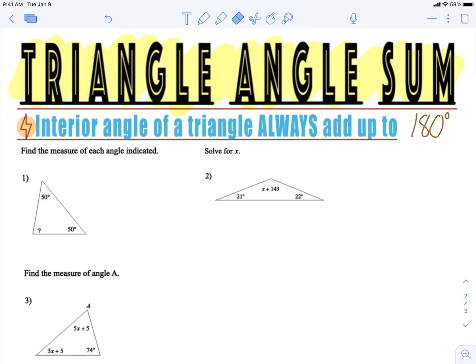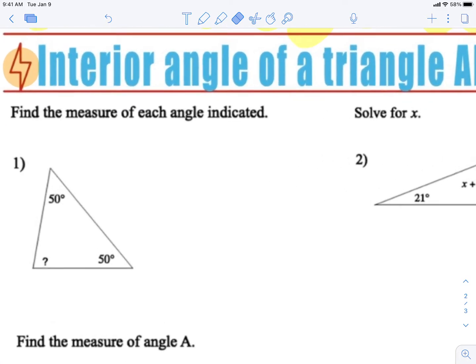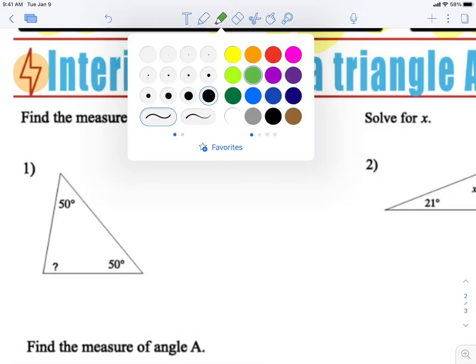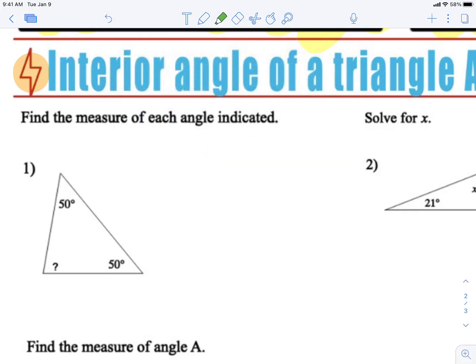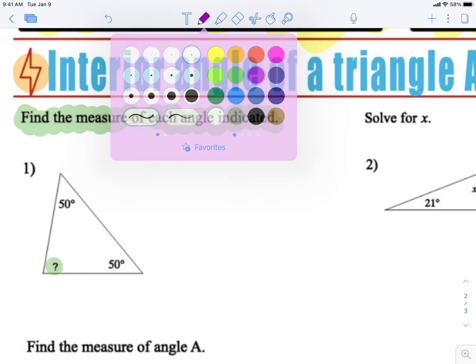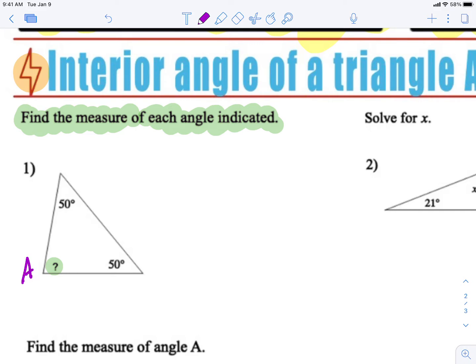So let us take a look here at some examples that test that knowledge of ours of angles adding up to 180 degrees, right? First thing we're always going to do is read the instructions. Number one here says find the measure of each angle indicated, right? In this case, this angle indicated is right here. So what I want you to do, even though it's not here, is name these angle A, angle B, and angle C.